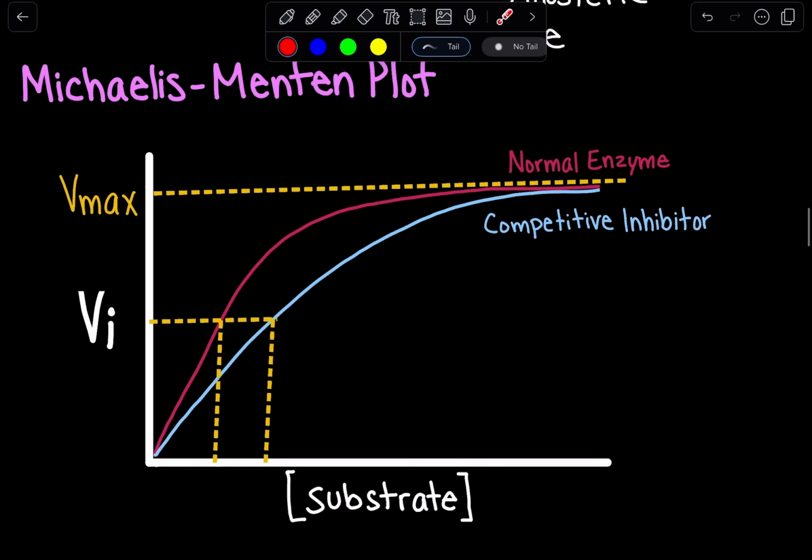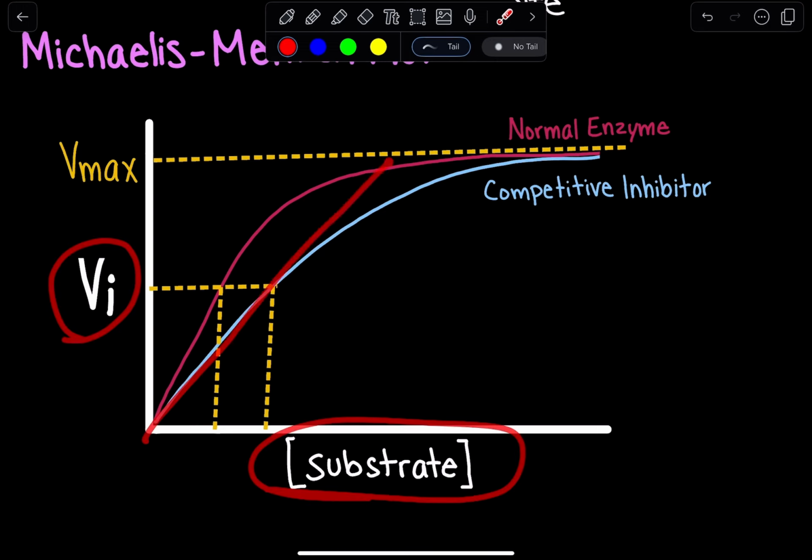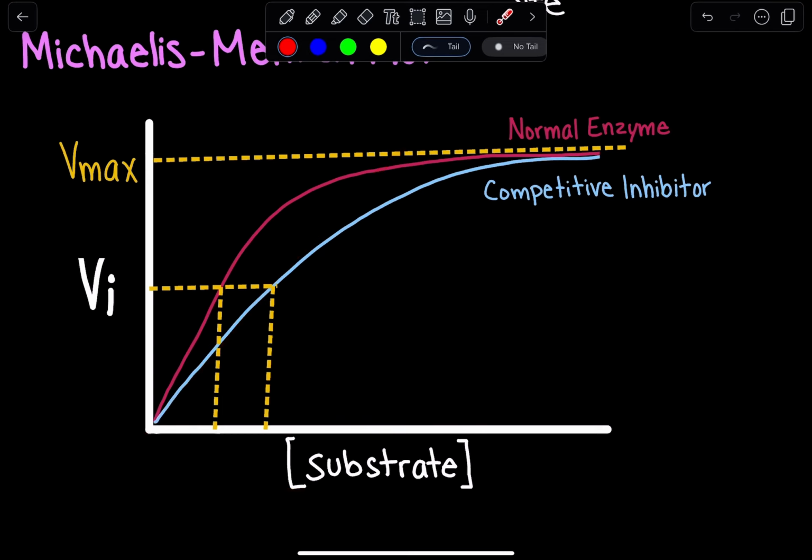And that is essentially the Michaelis-Menten plot for competitive inhibition. We analyze the relationship between substrate concentration and initial rate. One final thing to make note of is that as we increase substrate concentration, our initial rate will also increase. So we see that proportionality in both of these plots because it's a proportional relationship. But as we increase substrate concentration, we will not continually increase initial rate. We will not see a linear relationship forever. At a certain point, we begin to plateau.